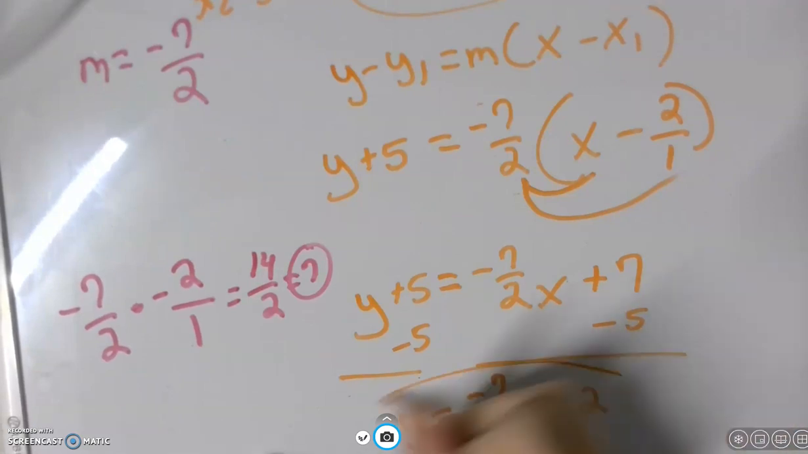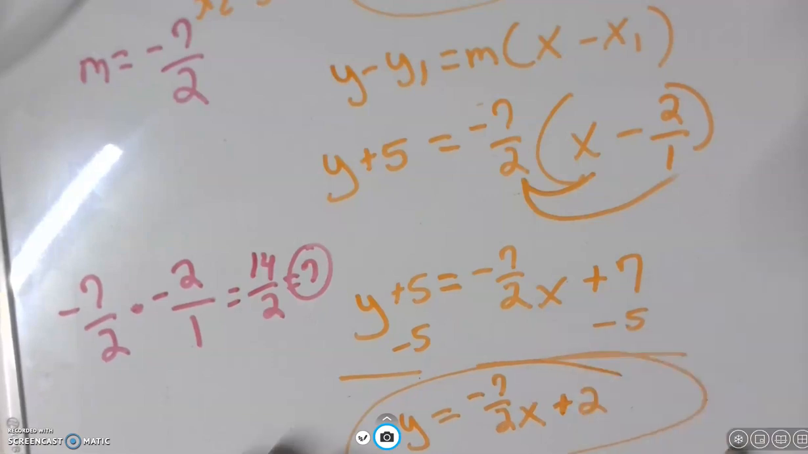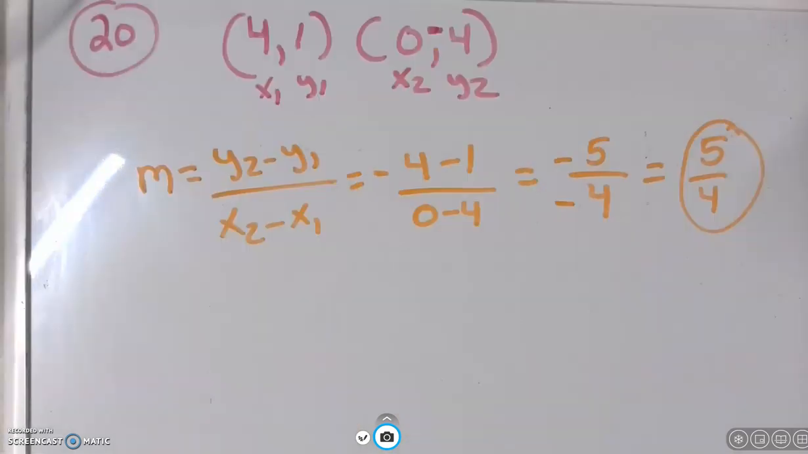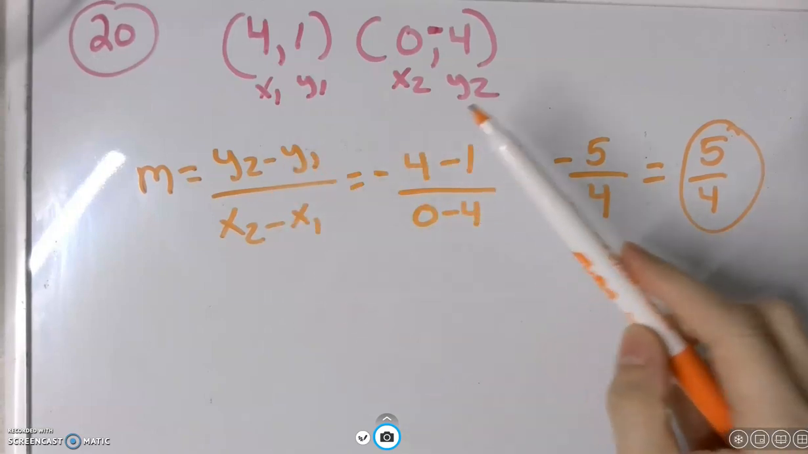Okay, and if you remember, that's the same answer as when I plugged in the other coordinate. So again, y equals -7/2x plus 2. For number 20, again, you have a graph, so you're going to find two coordinates that intersect perfectly on that graph. I chose (4, 1) and (0, -4).